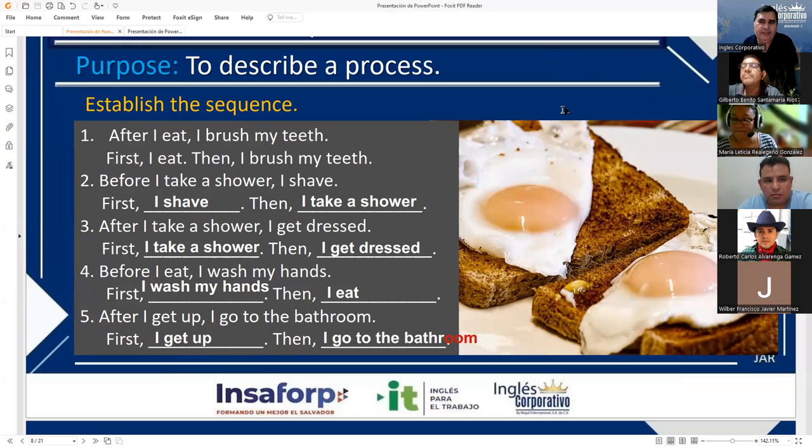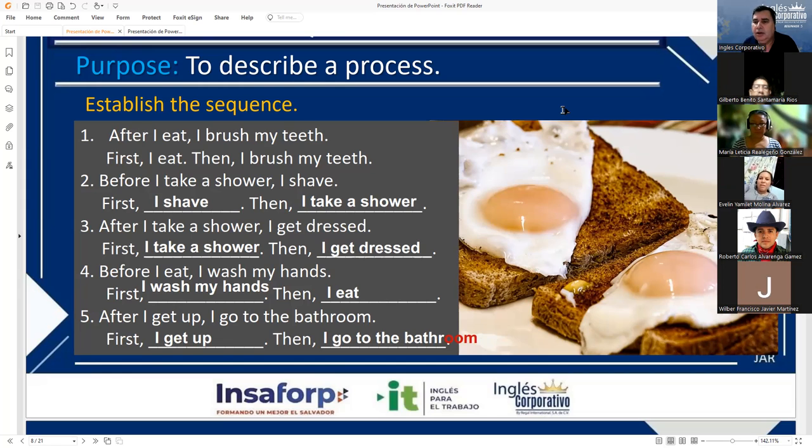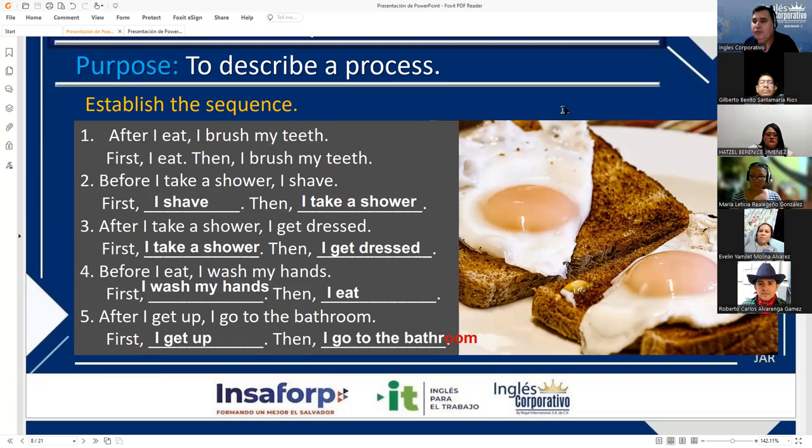I get on the bus, I pay. What is first? In our country, what is first? Repeat, teacher, please. I get on the bus, I pay. I get on the bus. First, in our country.